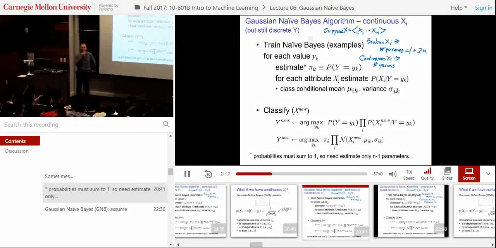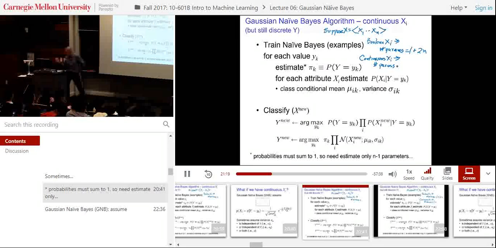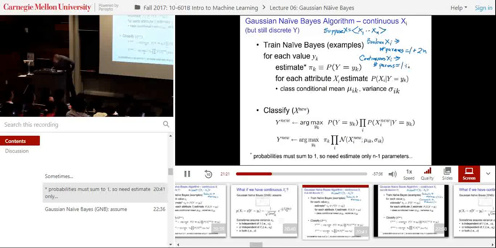Well, how many do we need for the prior? Same as before, just 1. So the answer is 1 plus something. And then how many do we need for each x sub i? Suppose I just have a single x sub i. It's x sub 1.